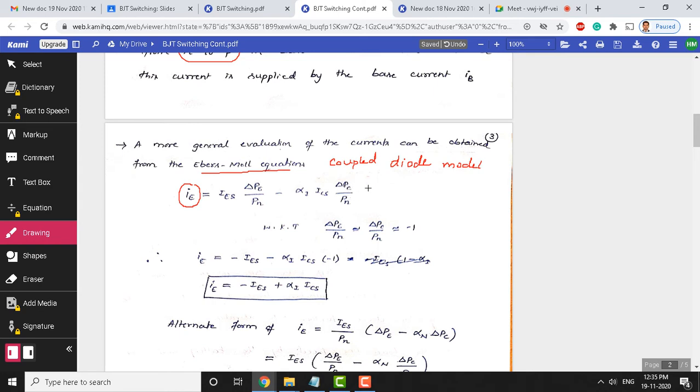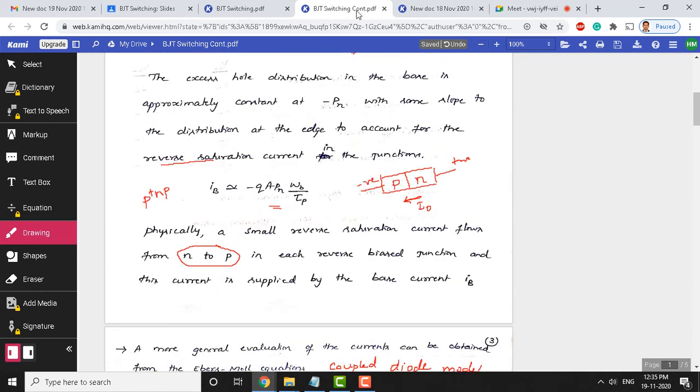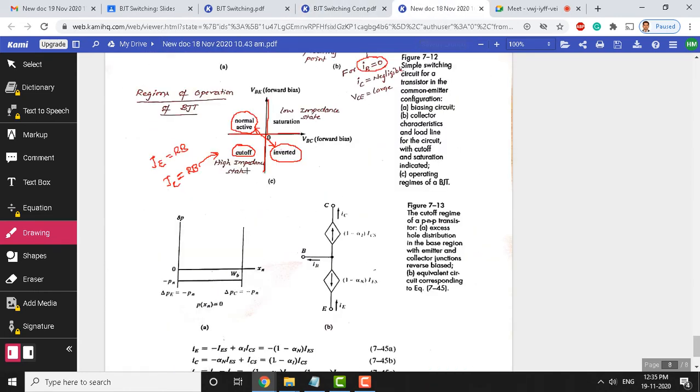So this is the equation we have taken from the coupled diode model. The coupled diode model is a trusted model, and it provides an explanation for all the regions of operation. We have shown different regions of operation, like cutoff, inverted mode, normal mode, and saturation mode. In order to understand the behavior of a transistor in all these modes of operation, the coupled diode model provides you the solution for that.